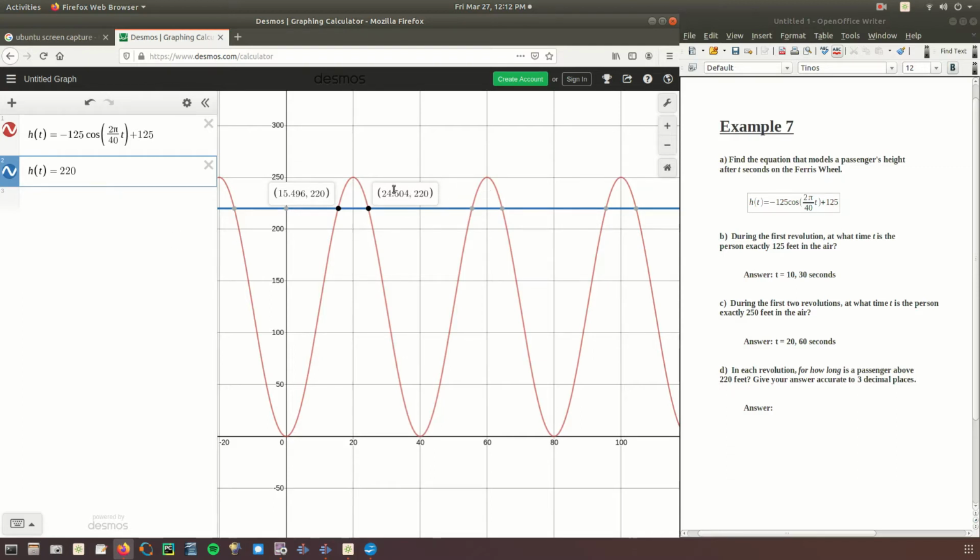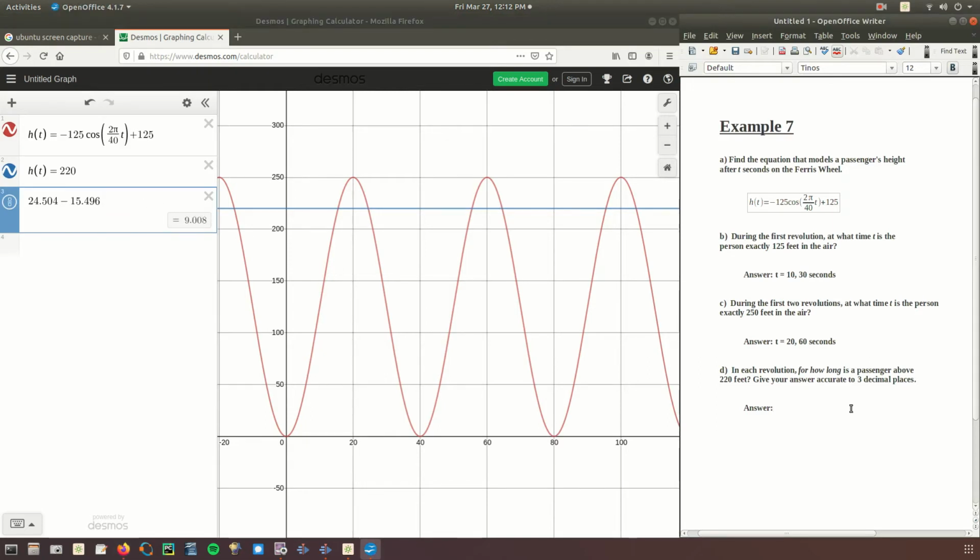So I'm going to recognize here that my final time was 24.504. That's my final time. I can subtract this from my initial time of 15.496, and Desmos will then report to me that it appears that 9.008 seconds is the total amount of time that we were at or above a height of 220 feet. So here are our 3 answers now that we've gotten from Desmos related to our model of our cosine function that we used for our Ferris wheel problem.